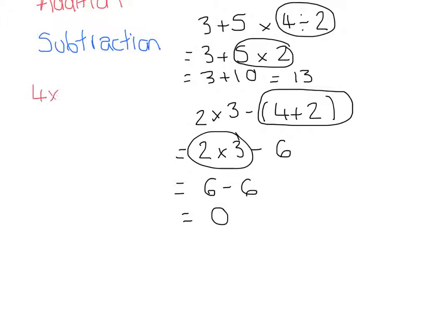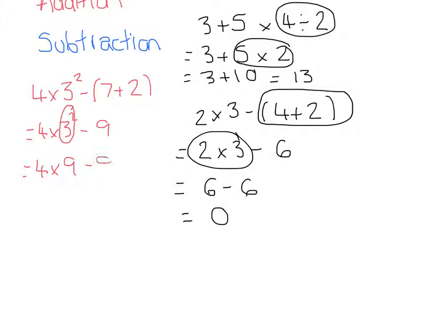It's 4 times 3 squared take away open bracket 7 plus 2. Well, brackets come first in BODMAS, therefore that gives me 4 times 3 squared take away 7 plus 2, which gives me 9. Next would be powers of, which as I said are indices, so it's 3 squared, which of course means 3 times 3. So we get 4 times 9 take away 9. Multiplication is before subtraction, so 9 times 4, which gives me 36. 36 take away 9, which gives me my final answer of 27.